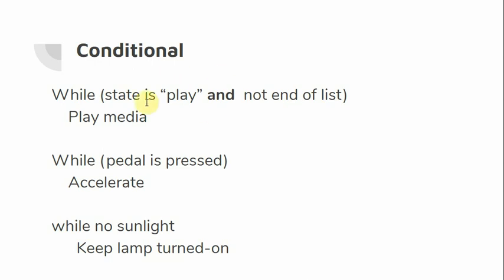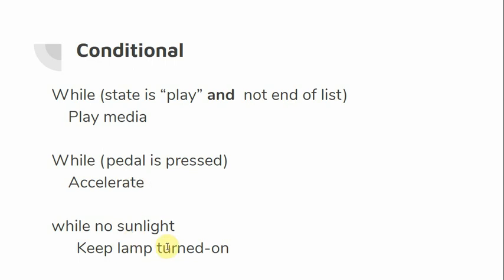The condition could be anything, it's like the if condition, so you can have any boolean expression here. Another example could be while pedal is pressed. There is a pedal down in the car which we press to accelerate the car, which will increase the speed we drive. So the car keeps accelerating as long as that pedal is pressed. As soon as we release the pedal, the acceleration will stop, or it will stop the car.